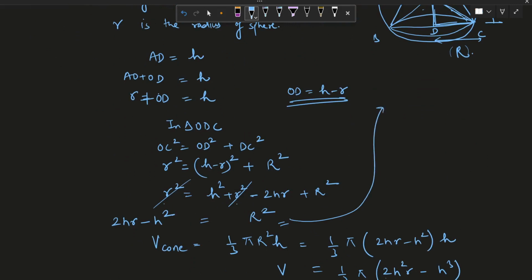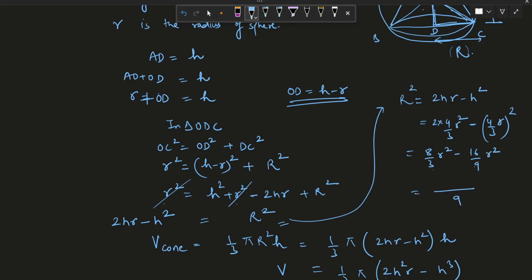So I'll just do it over here only. So R square is 2hr minus h square. I got h as 4 by 3 r. So R square is 2 into 4 by 3 r square minus 4 by 3 r whole square. So what you will get? 8 by 3 r square minus 16 by 9 r square. LCM 9, so 24 r square minus 16 r square. If I'm not wrong, cross check. 8 threes are 24. 24 minus 16 is how much?